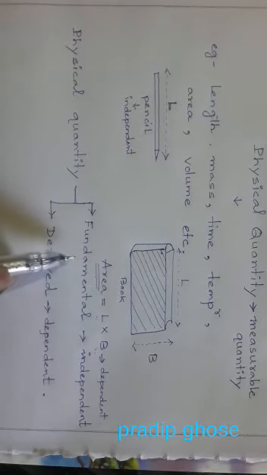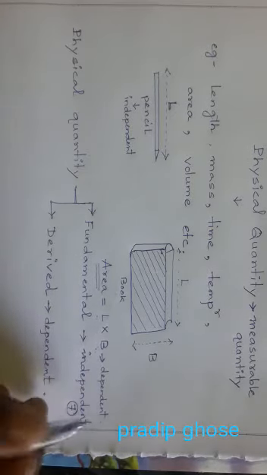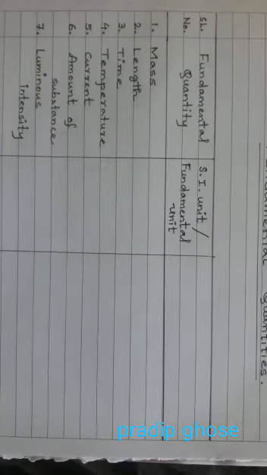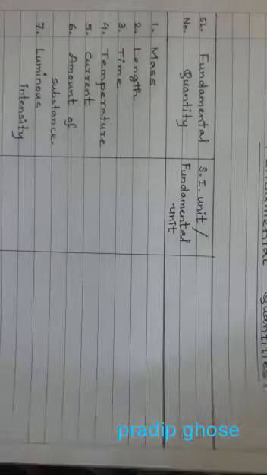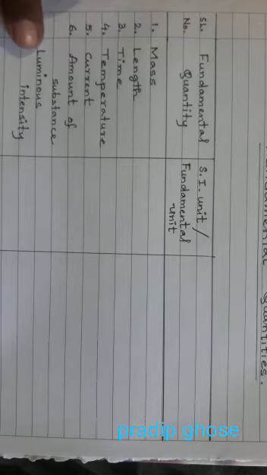Okay, only 7 fundamental quantities. Remember, all other quantities are actually derived quantities. Though there are a large number of physical quantities, among them only 7 are the fundamental quantities, others are derived quantities. Here I have prepared a table of 7 fundamental quantities. What are the quantities? These are mass, length, time, temperature, current, amount of substance, and luminous intensity.